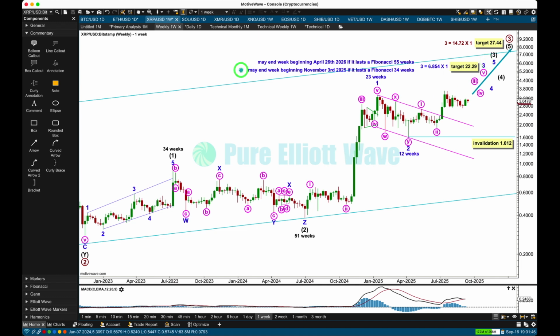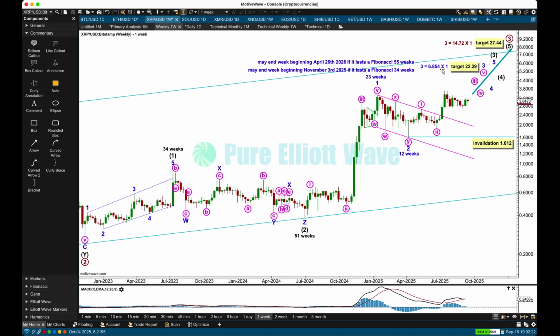I've now got 2 time estimations for when minor wave 3 may end. I'm using an extreme Fibonacci ratio to calculate a potential target for it. At 22.29 it would reach 6.854, the length of minor wave 1. If it ends the week beginning November 3rd 2025, so this year, then it would last a Fibonacci 34 weeks. If it takes longer to complete the structure, the next Fibonacci number in the sequence is 55. So if it lasts a Fibonacci 55 weeks, it may end week beginning April 26th next year. So that's when I expect minor 3 may end.